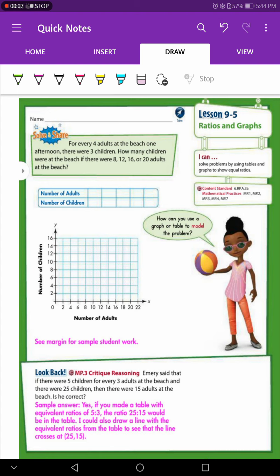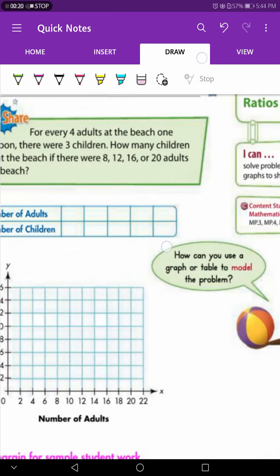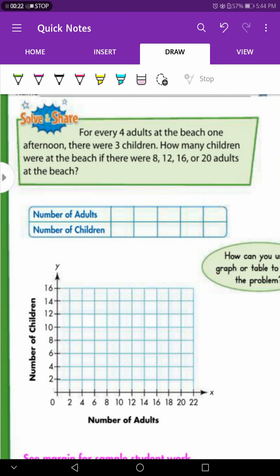Our lesson today is ratios and graphs. Our objective is how I can solve problems by using tables and graphs to show equal ratios. The solve and share problem: for every 4 adults at the beach one afternoon, there were 3 children. How many children were at the beach if there were 8, 12, 16, or 20 adults at the beach?